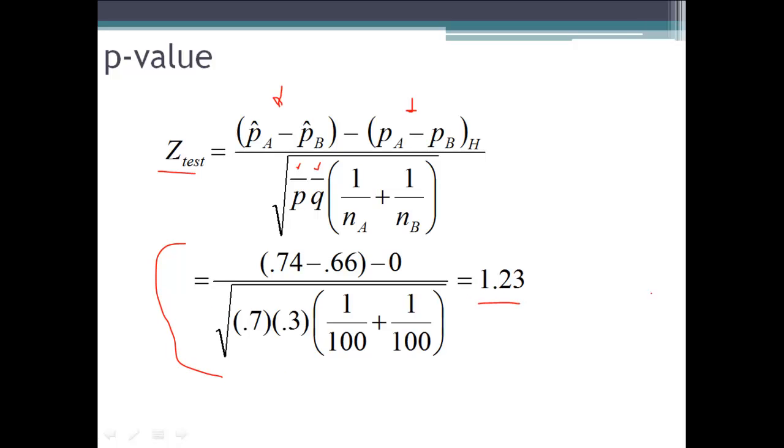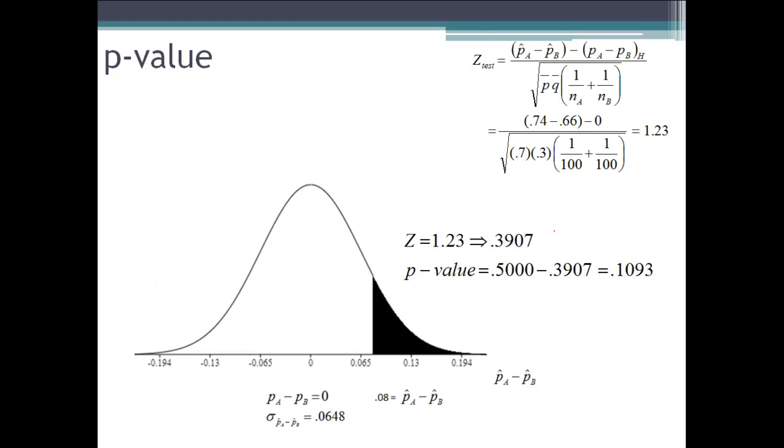Calculate that out and you will get a z-value of 1.23. That means our sample statistic, the difference between sample proportions, is 1.23 standard errors above the hypothesized difference between population proportions, which for our purposes will always be 0. So again, there's all those calculations. We had a z of 1.23. We look that up in the z table, we'll get 0.3907.